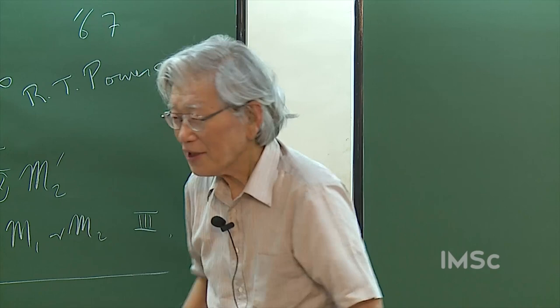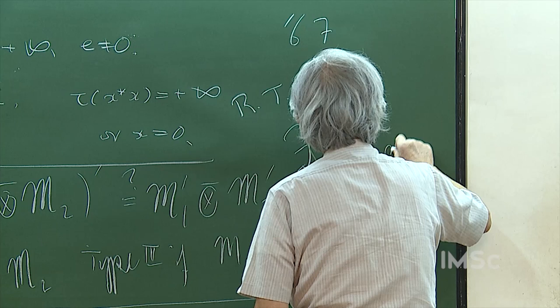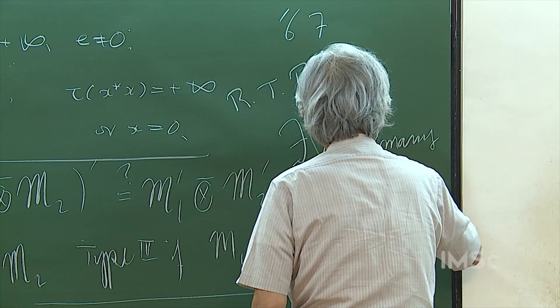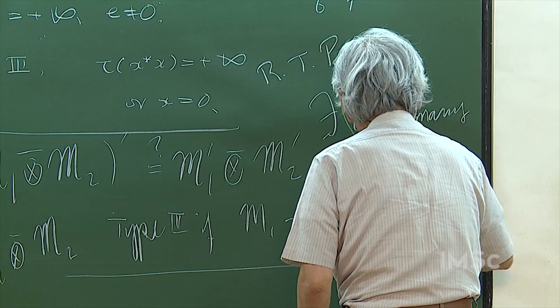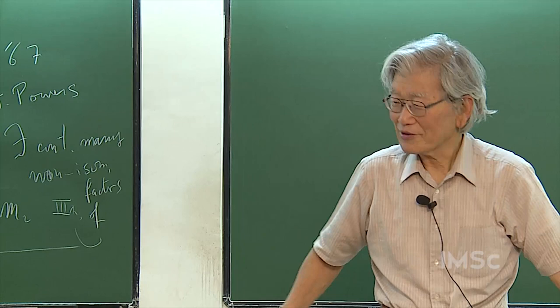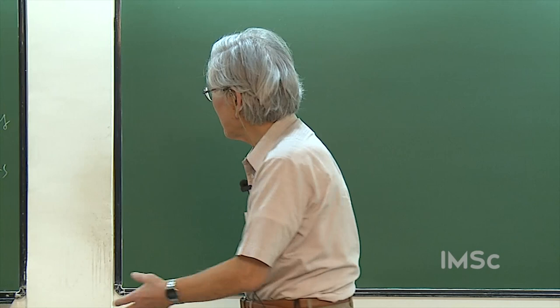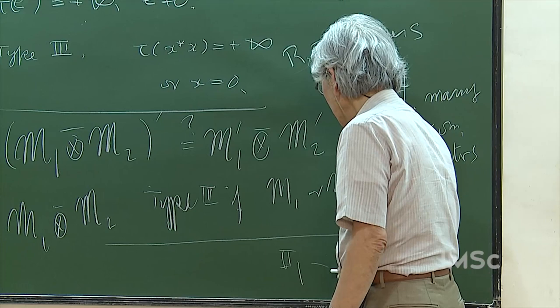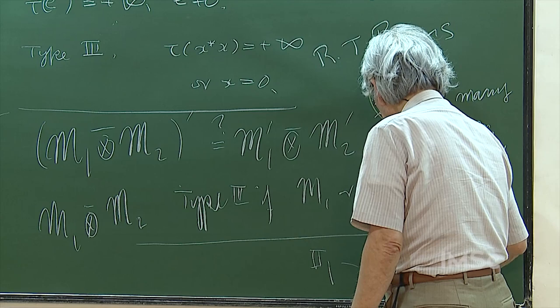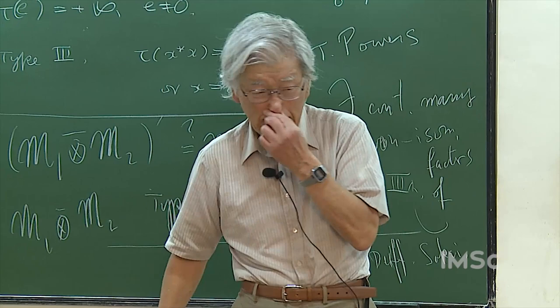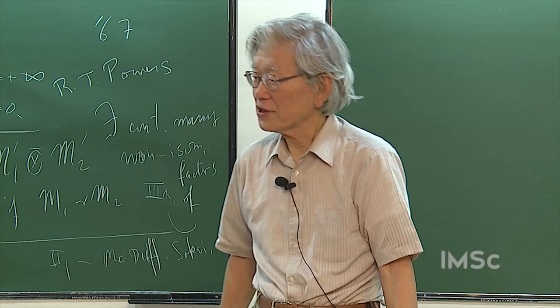And Bob Powers proved that there exist continuously many non-isomorphic factors of type 3. So the type 3 world, once again, is very wild. There are a lot of them. Okay, that's 67. And then the same result for one factor is by McDuff and Sakai. That was in '68, and published in '69. Okay.